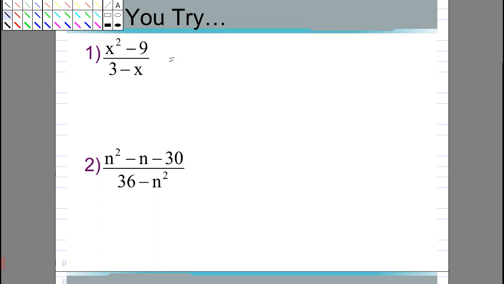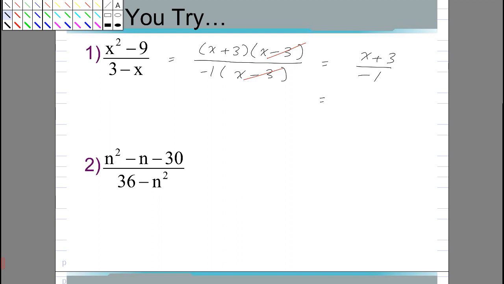We should factor our numerator as x plus 3, x minus 3, and the bottom, I already noticed that I have a 3 minus x, so I'm going to take out a negative 1, make that an x minus 3. These two will cancel out, and so I get x plus 3 over negative 1, which would actually be a negative x minus 3. There we go.